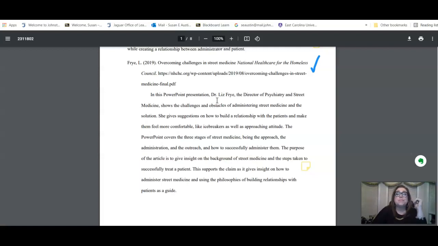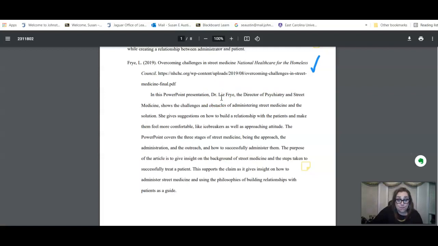In this case, because Liz Fry is a PhD or a medical doctor, possibly, the student included that title, and that would be proper for academics. Notice with the APA, you only use the first initial of the author's name. So here is a great chance to use the full name.